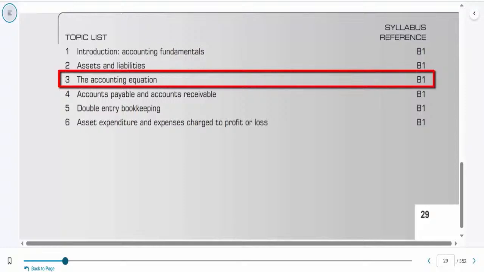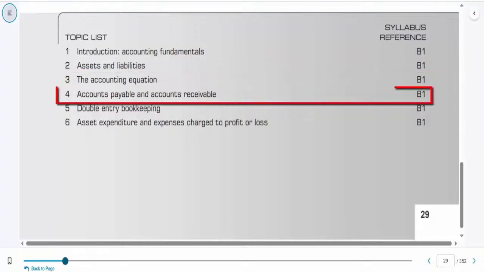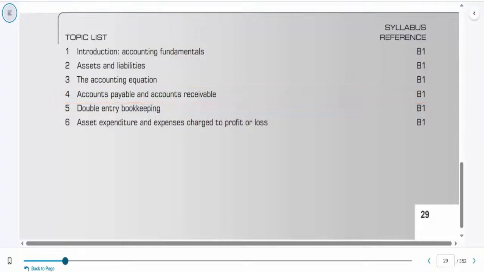3. The accounting equation. Here, we'll see how assets and liabilities connect with a concept called the accounting equation. This equation is like a basic rule in accounting, and it will help us see how a company's finances are balanced. 4. Accounts payable and accounts receivable. Then, we'll go into the money a business owes and is owed by others. This will help you understand how businesses track money coming in and going out.